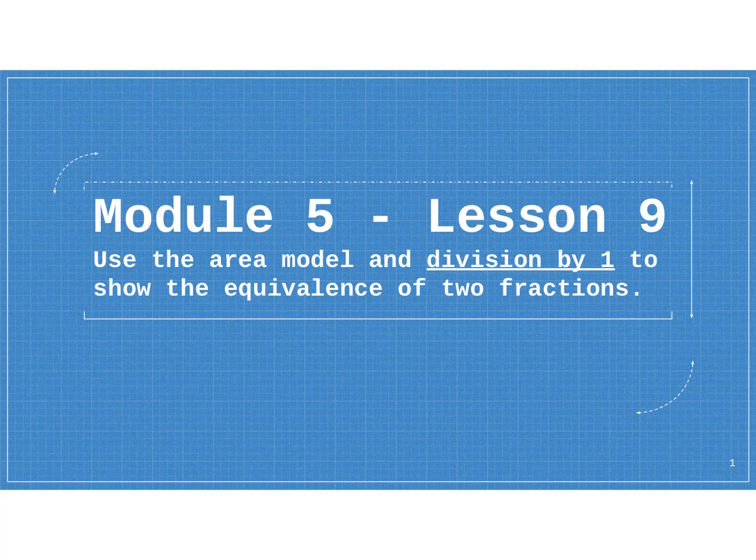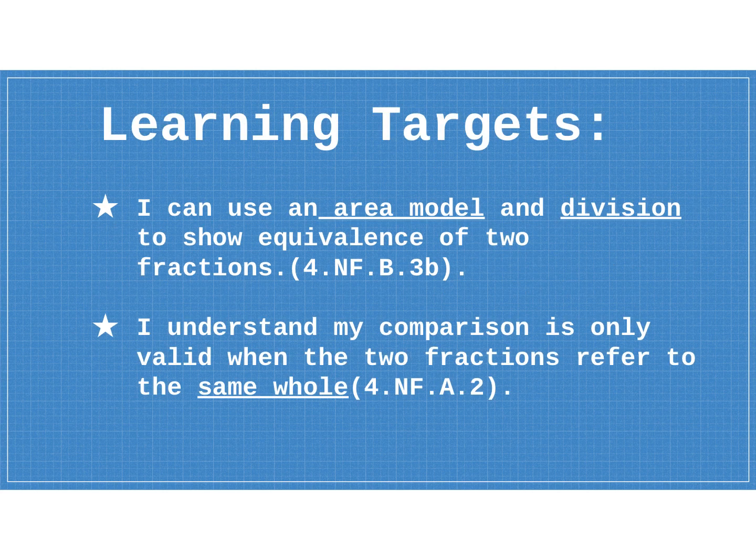Okay, this is the help video for Module 5, Lesson 9. We're going to use the area model or pan of brownies and division by 1 to show the equivalence of two fractions. So our learning targets are, I can use an area model and division to show equivalence of two fractions. In the second learning target, I can understand my comparison is only valid when the two fractions refer to the same whole, like the same size pans of brownies.